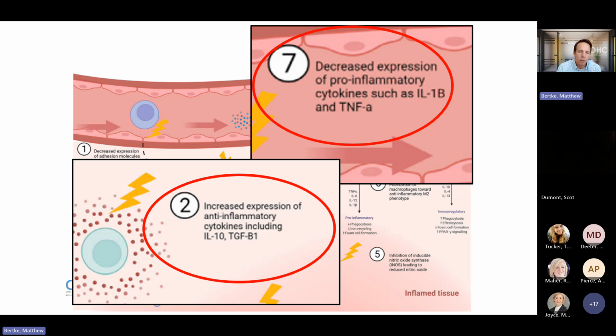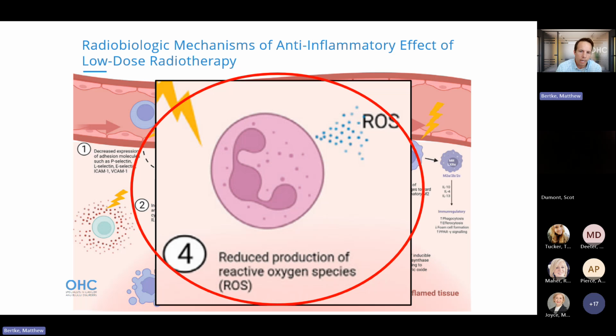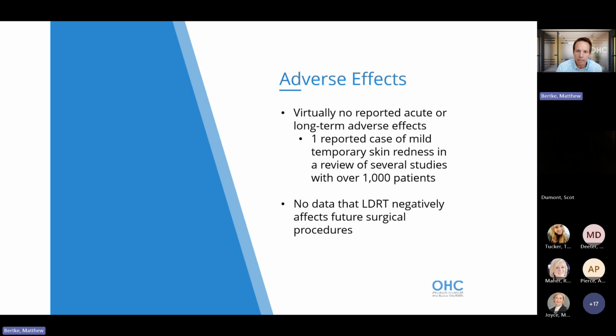When we're looking at reactive oxygen species, which are basically another form of continued irritation and damage within an inflamed joint in somebody suffering from osteoarthritis, radiation can actually reduce the production of those reactive oxygen species and kind of turn down the effect of macrophages that are causing excess damage and destruction within the joint.